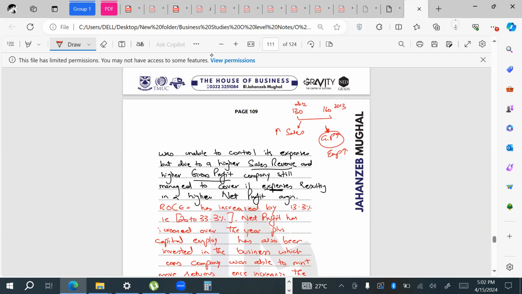Now, return on capital employed. The formula is net profit divided by capital employed multiplied by 100. Capital employed is basically the amount you have invested in your business, and the ratio shows how much profit you are making on that investment.